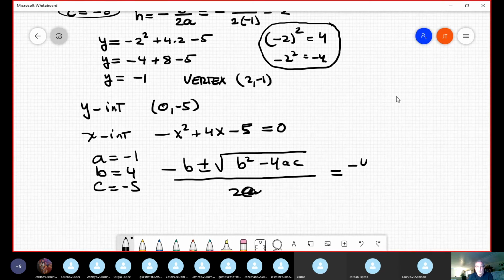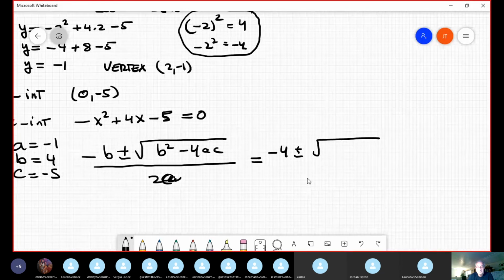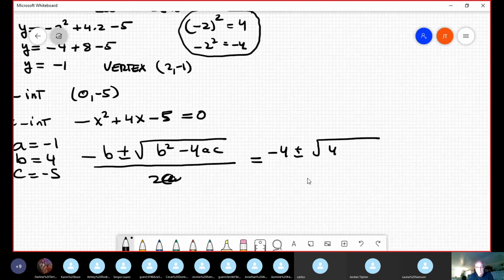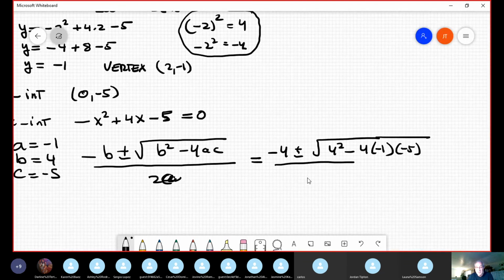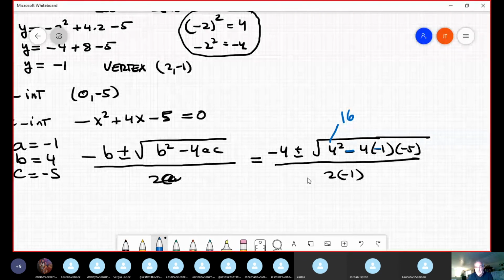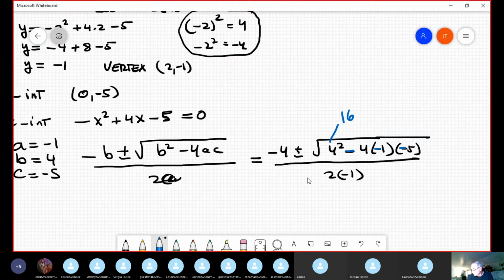So, minus 4 plus or minus the square root of 4 squared minus 4 multiplied by negative 1 multiplied by negative 5, divided by 2 times negative 1. This is 16, and we have three negatives. What is the total sign after three negatives? Negative. Negative 20. And 16 minus 20 is negative 4.